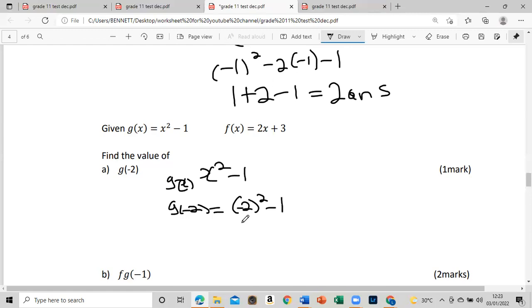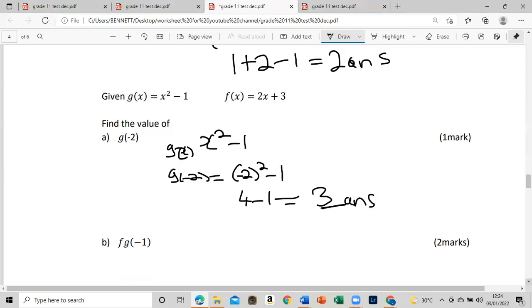So negative times negative, that's positive, minus 1. So our final answer is, alright. Let's move on now. We're supposed to combine f and g and then we put in negative 1. So to combine, the rule states that we write back all of g, the last function, so write back g.